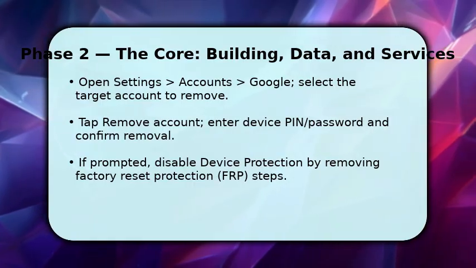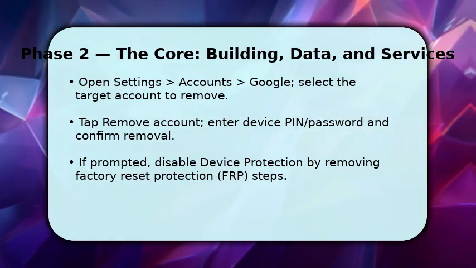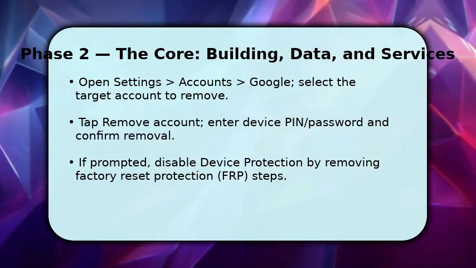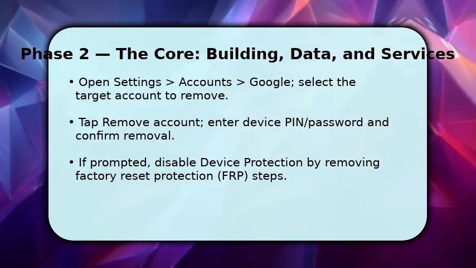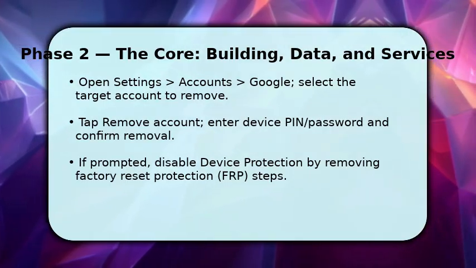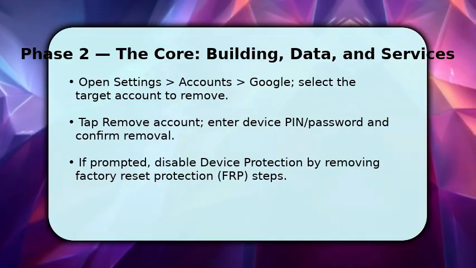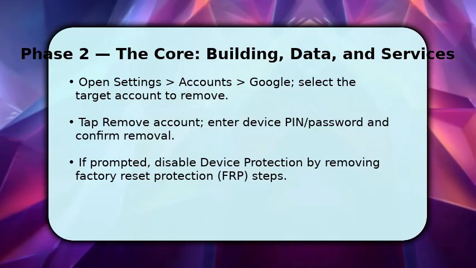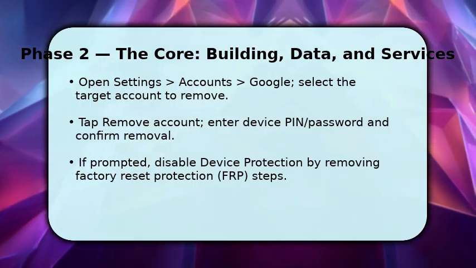Android will ask for your device PIN, pattern, or password to verify you. After you confirm, wait while the system signs out services like Gmail, Play, and Contacts. This can take a few seconds. If the account is the device owner and factory reset protection is active, follow on-screen prompts to disable FRP or sign in with the original credentials.